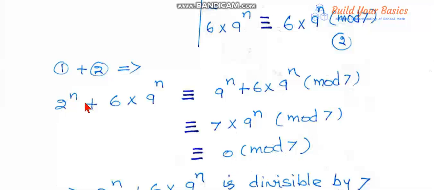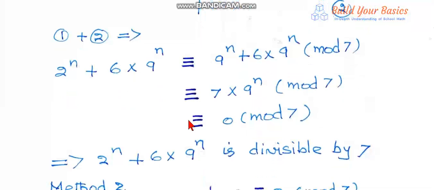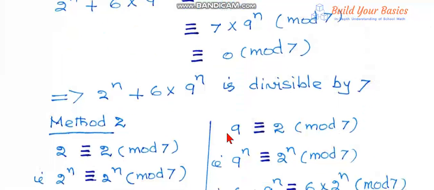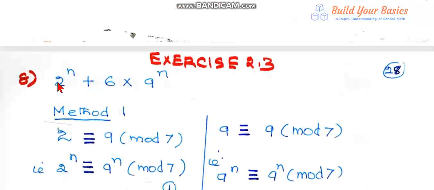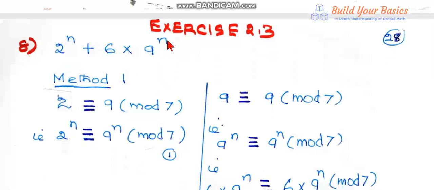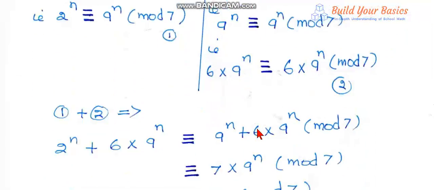2 power n plus 6 into 9 power n is proved to be congruent to 0 mod 7. That is, 2 power n plus 6 into 9 power n is divisible by 7, because this minus 0 is divisible by 7. We express 2 in terms of 9. We express 9 in terms of 9. And we find the required powers. Also we multiply this 9 power n by 6 and add these two, we get the result.